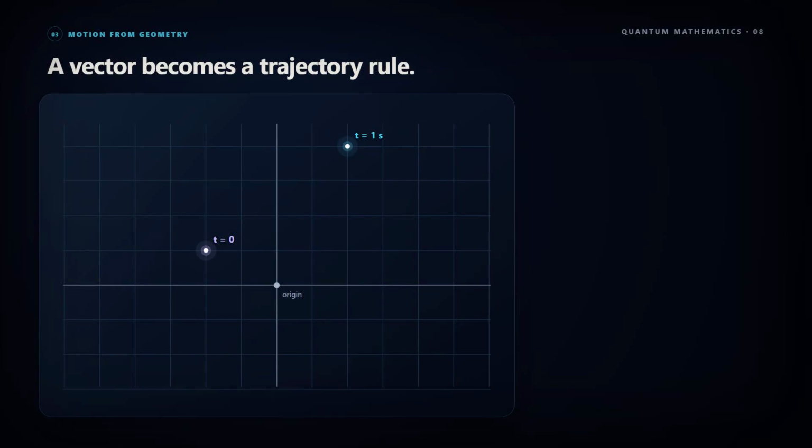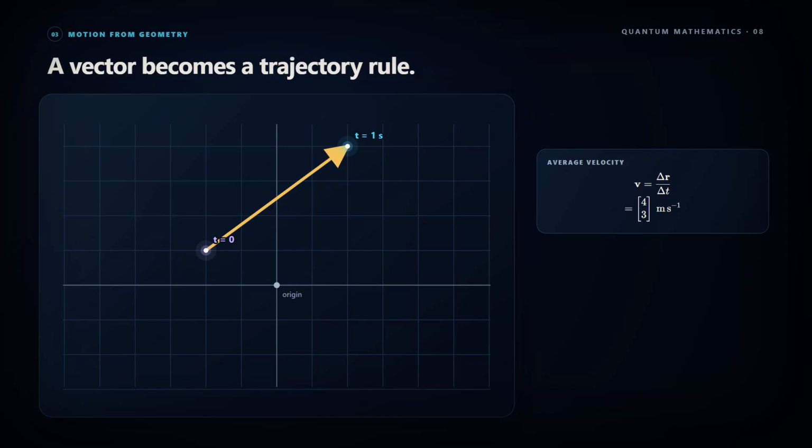The detector also recorded time. The flashes are 1 second apart, so average velocity is displacement divided by elapsed time. 5 meters divided by 1 second gives 5 meters per second in magnitude. The same pair of components now describes a rate of change. 4 meters per second horizontally and 3 vertically.